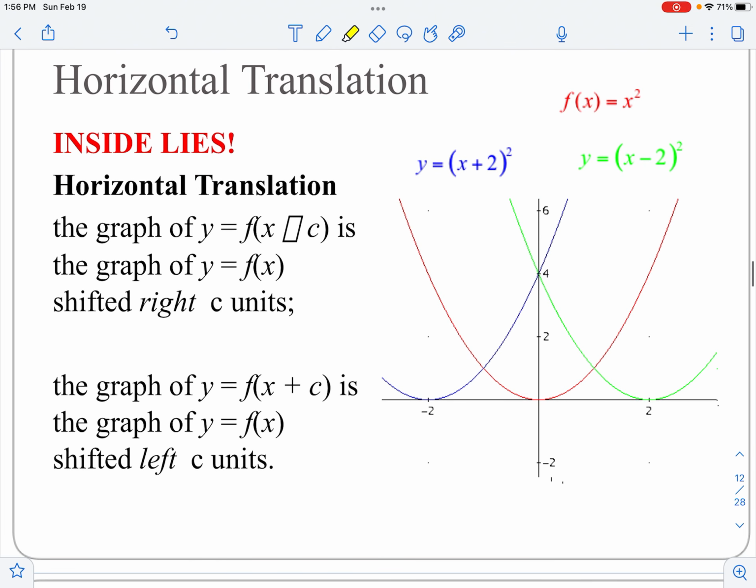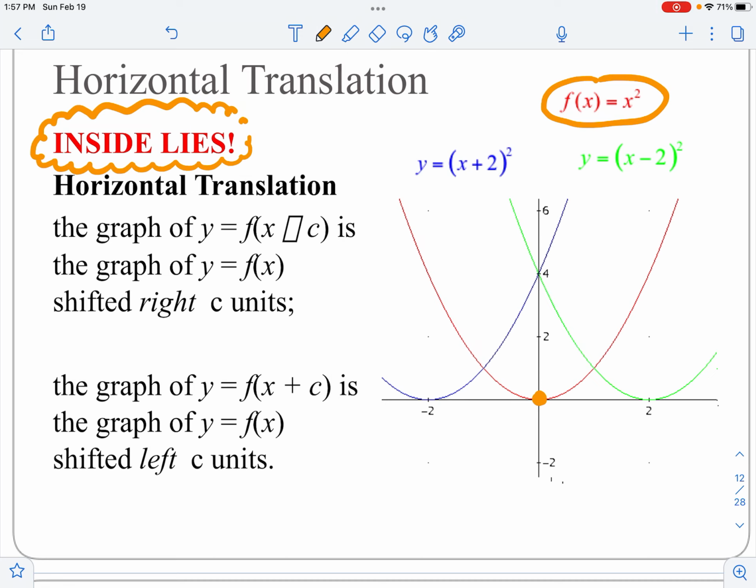All right, now horizontal. Horizontal is a little different. It has a different structure to it. So it is going to be lying within parentheses. All right, so the thing to remember here is the inside lies. All right, so outside is true, inside lies. So for example, again, we have our basic function f of x is equal to x squared. That goes through 0, 0, has the U parabola shape here.